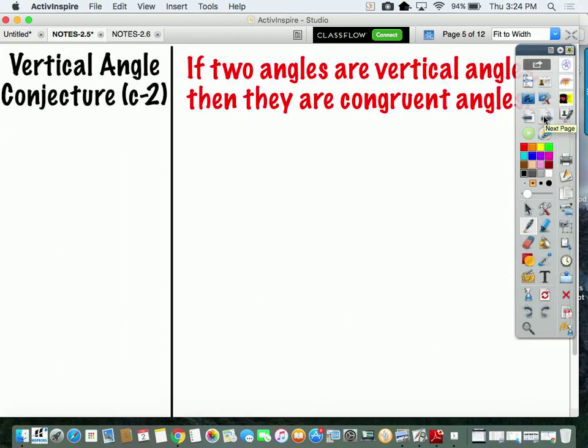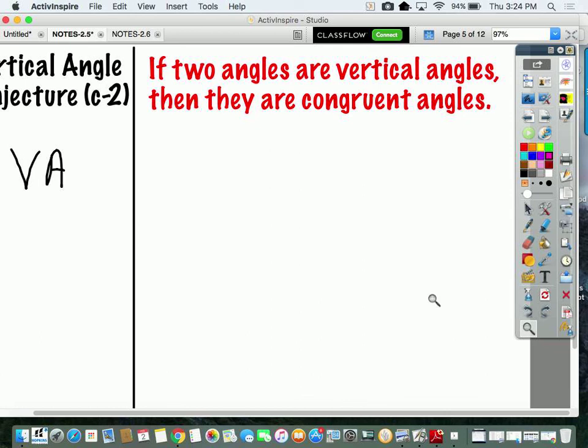So the second conjecture that we have today is called the vertical angle conjecture. You could abbreviate that with a VA, and that's how I'll know that it's a vertical angle conjecture. And here's what it says. If two angles are vertical angles, then they are congruent. So you just need to know what they look like.